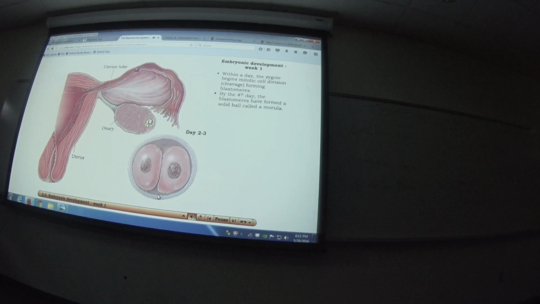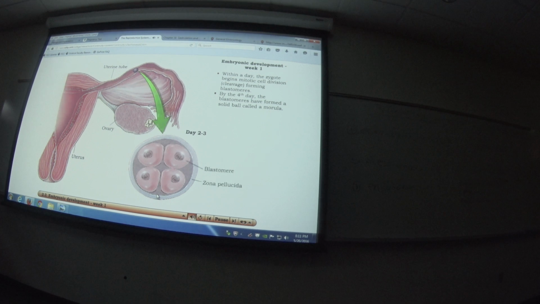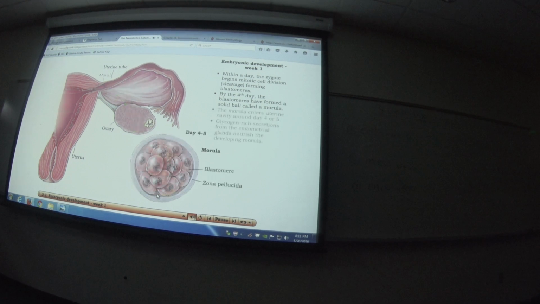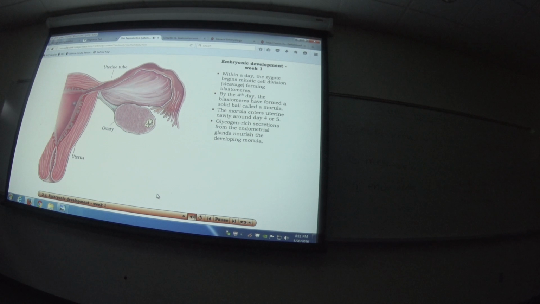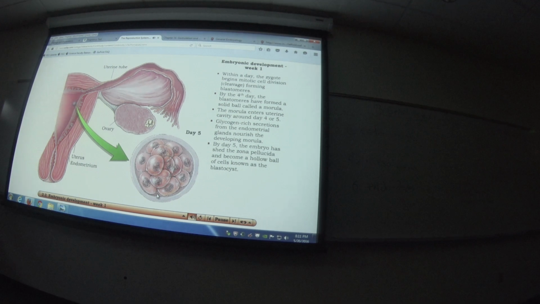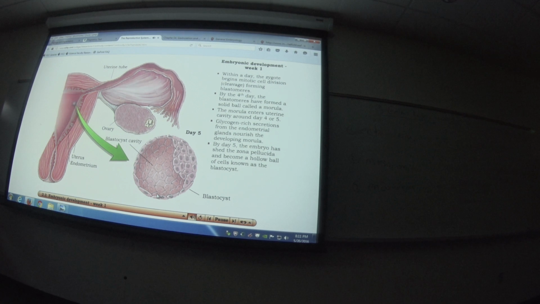You see that word blast all over the place. By the 4th day after fertilization, the blastomeres have formed a solid ball, now called a morula. By day 4 or 5, the morula enters the uterine cavity. Here, glycogen-rich secretions from the endometrial glands nourish the developing morula. The blastomeres in the morula are stimulated to rearrange themselves and form a fluid-filled hollow ball of cells known as the blastocyst. That's the human word for it.